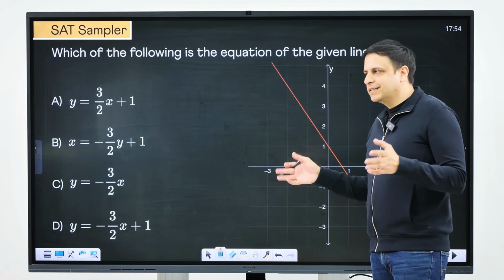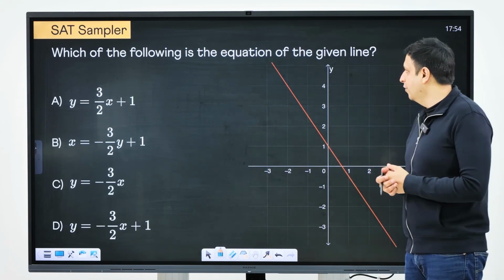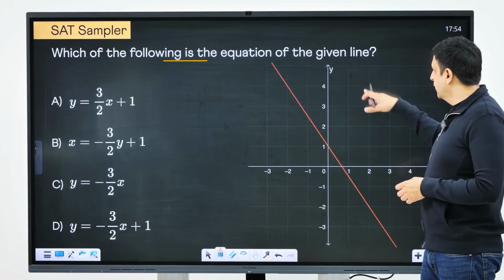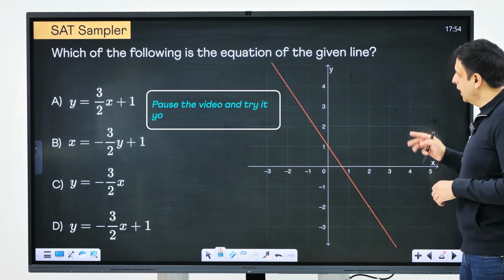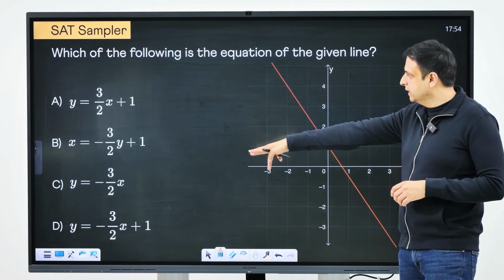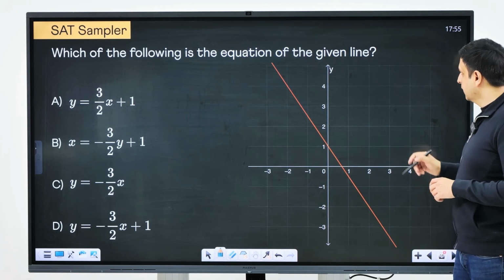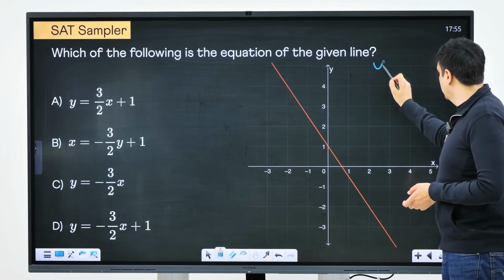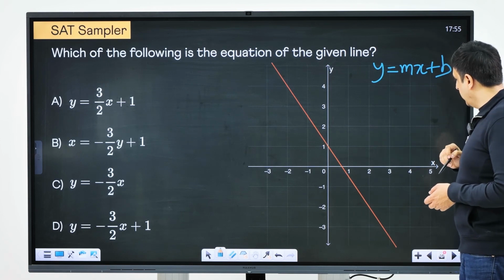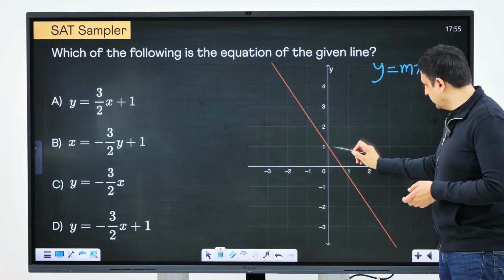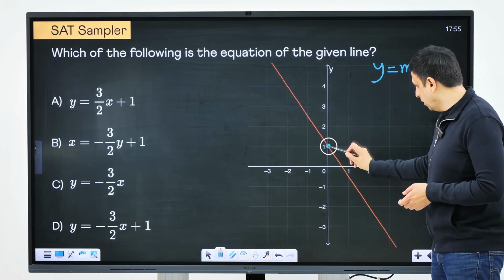Now here's an SAT sampler on the slope-intercept form. Which of the following is the equation of the given line? So we are given this line here and we have to find out which of these is the equation of this line. So the slope-intercept form, as we know, is y is equal to mx plus b, and let's find b. So b is the y-intercept. So you can see the y coordinate of this point.